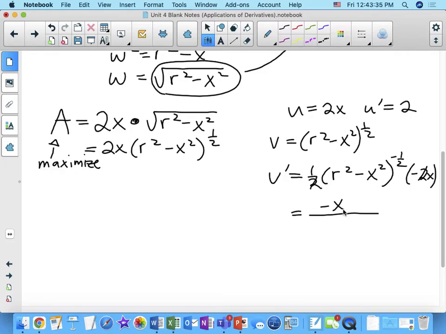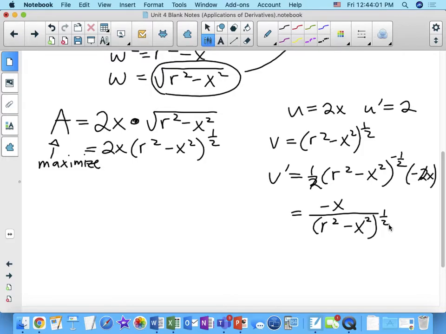Yes? Why isn't it like 2r minus 2x? Why is it just minus? Oh, because remember that r is treated as a constant. So this would be like a number. Does that make sense? Okay, good question. And then this is going to come down. So r squared minus x squared to the 1/2.